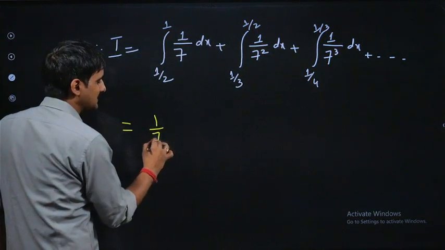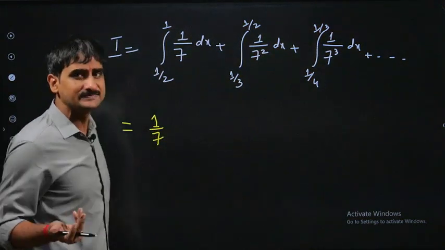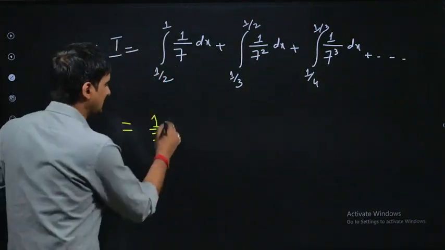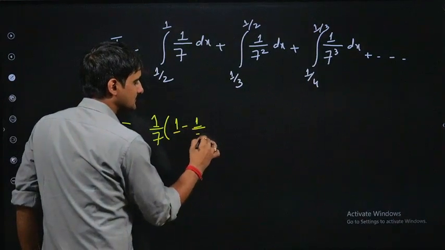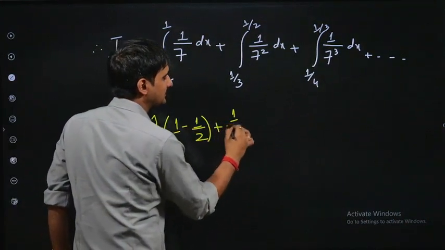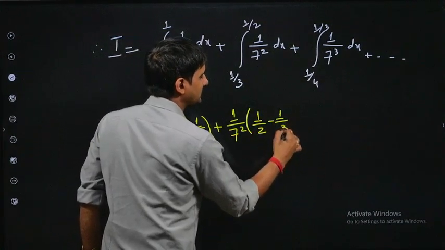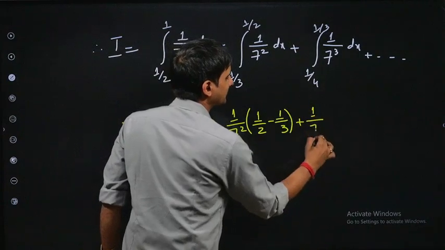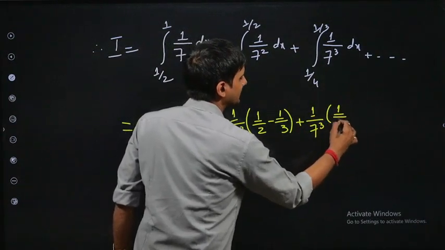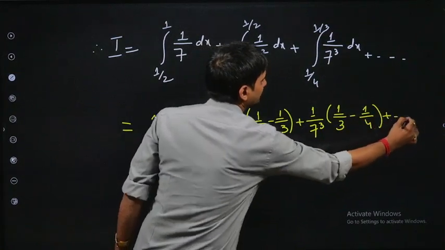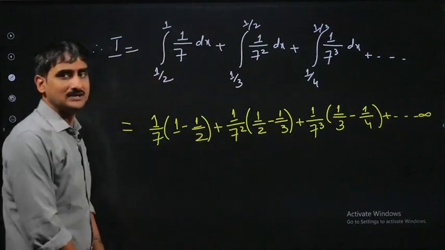So it's 1 by 7, integral of 1 with respect to x is x, and x goes from half to 1, so it's 1 minus half. Plus, similarly, it is 1 by 7 square into half minus 1 by 3, plus 1 by 7 cube into 1 by 3 minus 1 by 4, and so on till infinitely many terms.